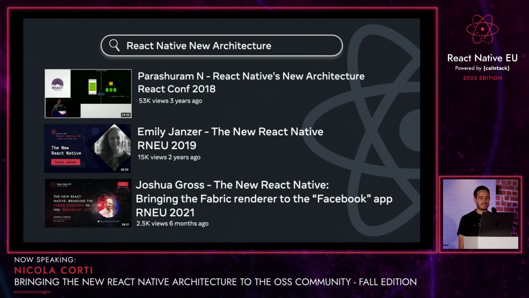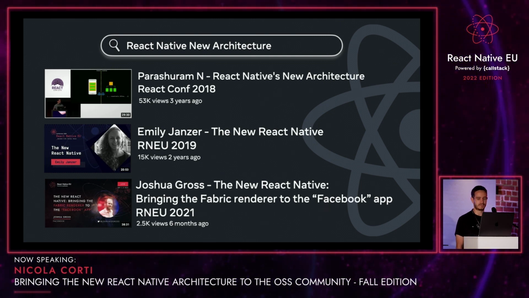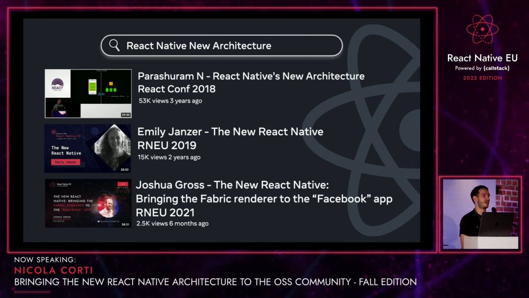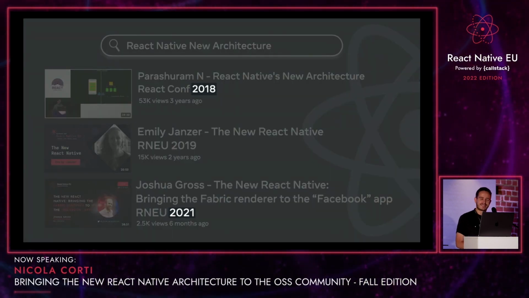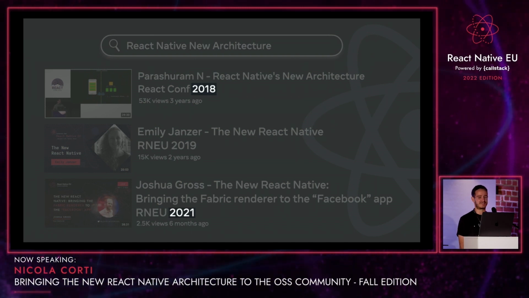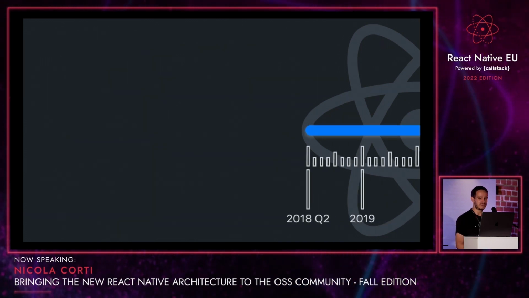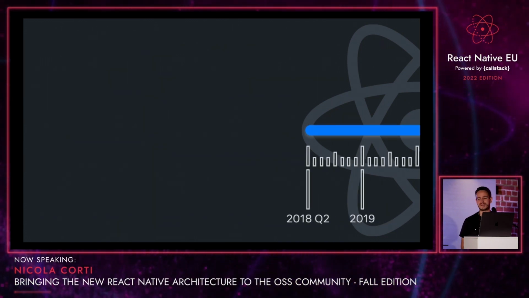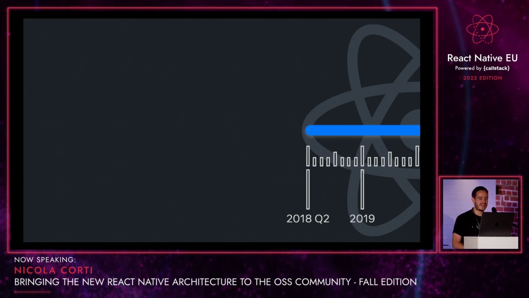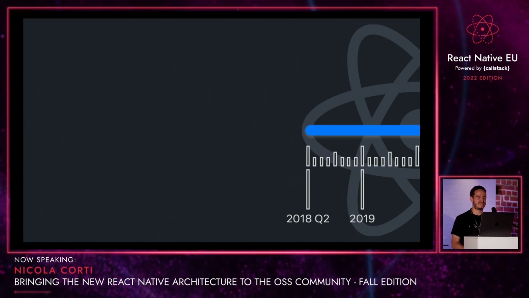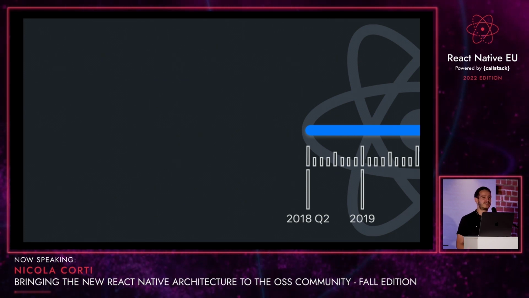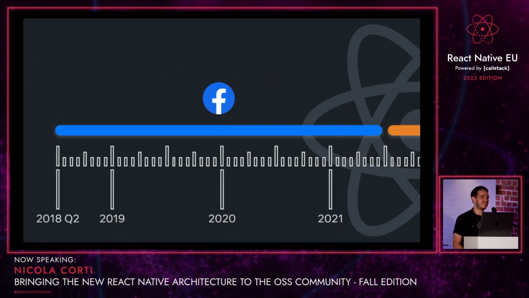And if you were at React Native EU virtually last year, my colleague Joshua gave this talk, which I invite you to pick up. It's about bringing the new React Native Fabric renderer to the Facebook app. This is a story of how long it took for us. And, well, as you can see from the dates, it took us some time. So the new architecture started in Q2 2018, at least from my research. That's what I found out. And initially, it was accounted as a 6-month project. It turns out that, well, that's not the case.